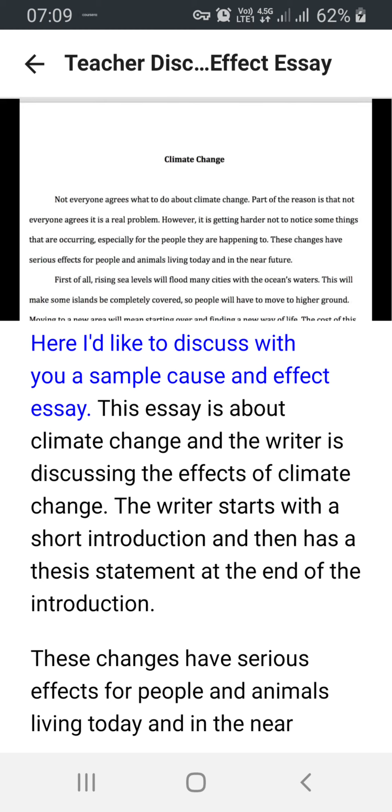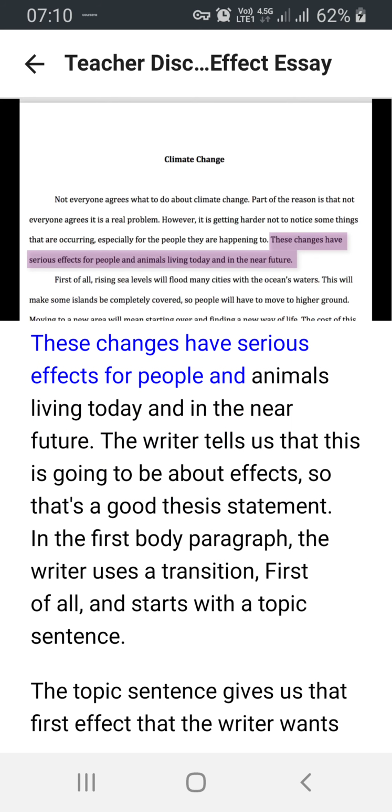Here I'd like to discuss with you a sample cause and effect essay. This essay is about climate change, and the writer is discussing the effects of climate change. The writer starts with a short introduction and then has a thesis statement at the end of the introduction: "These changes have serious effects for people and animals living today and in the near future." The writer tells us that this is going to be about effects, so that's a good thesis statement.